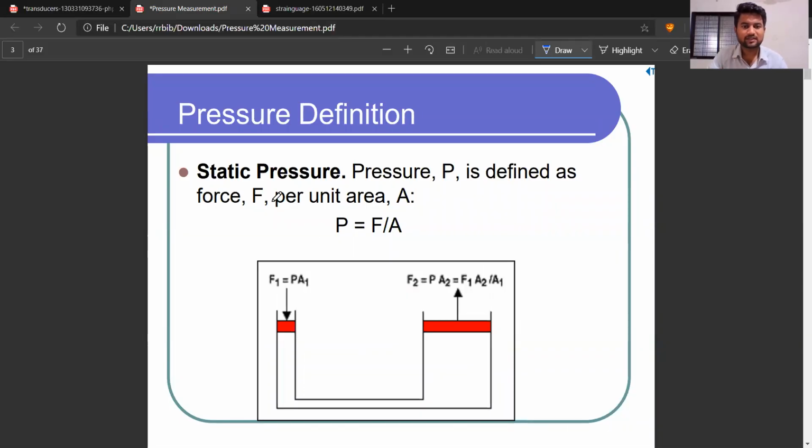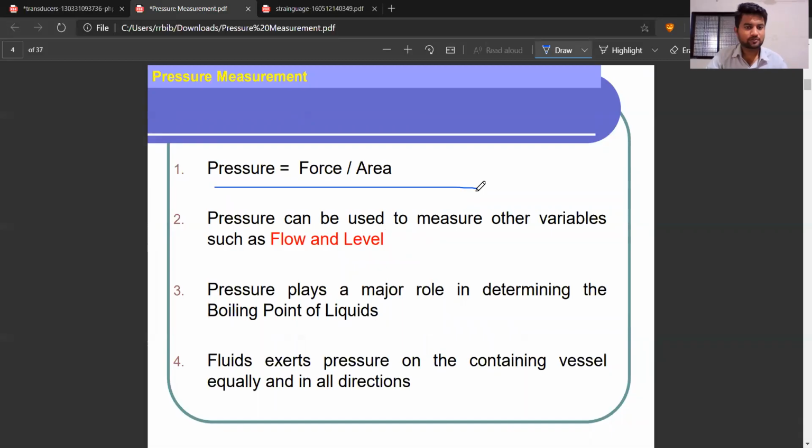So what is the definition of pressure? It is the static pressure, that is, P is defined as force per unit area. This we already know from 12th standard. Here it is F1 and here it is F2, likewise. So this is the definition of pressure. Pressure can be used to measure other variables such as flow and level also. Pressure also plays a major role in determining the boiling point of a liquid. That's why a pressure sensor is used in industry or in any plant.